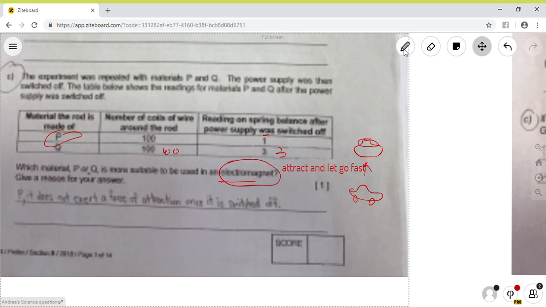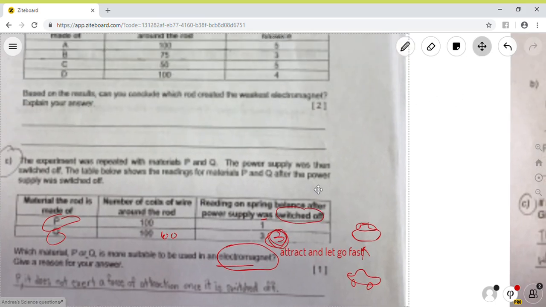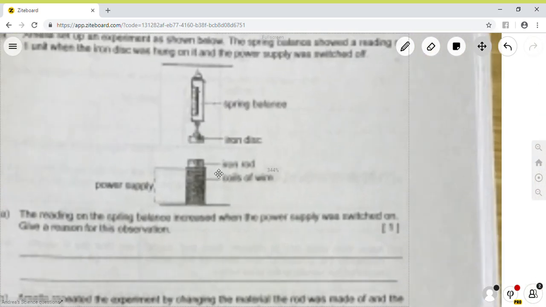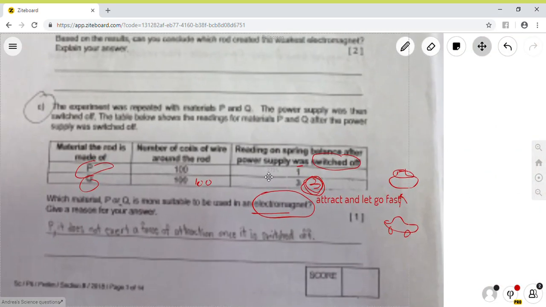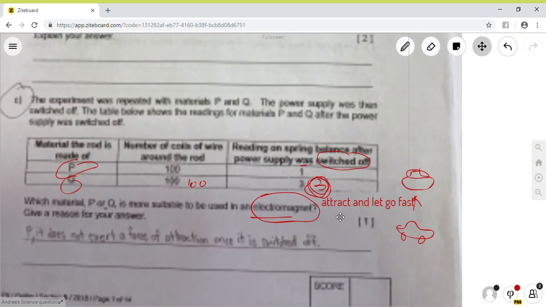Now, if you look at Q, you see what happened to Q? Still 3. They switch off the thing, but this thing still shows 3. That means it did attract, but it cannot let go. So there is still 3 stuck there. It's still stuck. So we don't want it to be like that, because we want it to attract and let go fast.